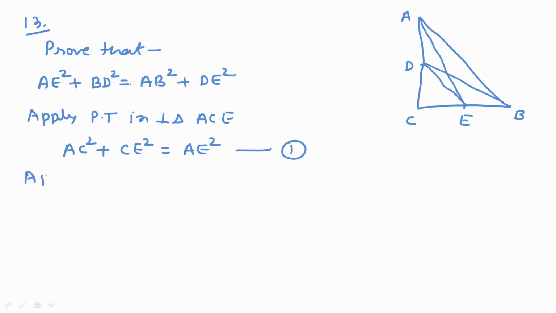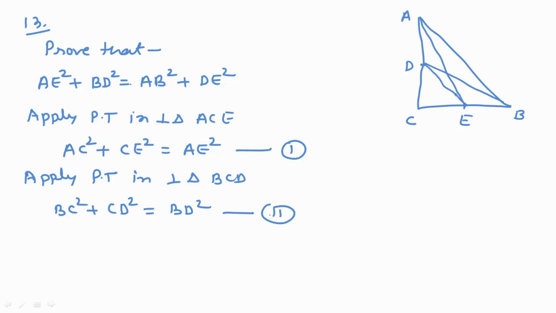Apply Pythagoras theorem in right triangle BCD. In triangle BCD, BC square plus CD square is equal to BD square. This is number second.